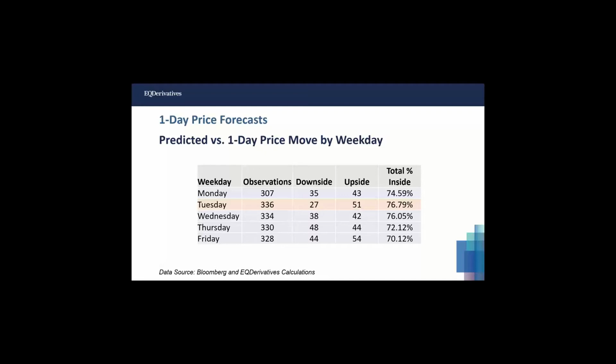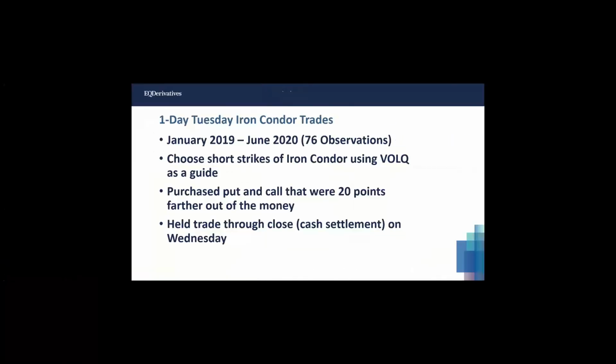I'd have to actually put a little bit more pen to paper and see if Friday to Monday trades would work out. I do know that there have been some entities looking at doing Thursday to Friday trades. But my favorite out of all of this was really taking a look at Tuesday afternoon, putting on an iron condor, basing those strikes on Vol Q, and holding that trade through the close on Wednesday, just holding them through that cash settlement on Wednesday.